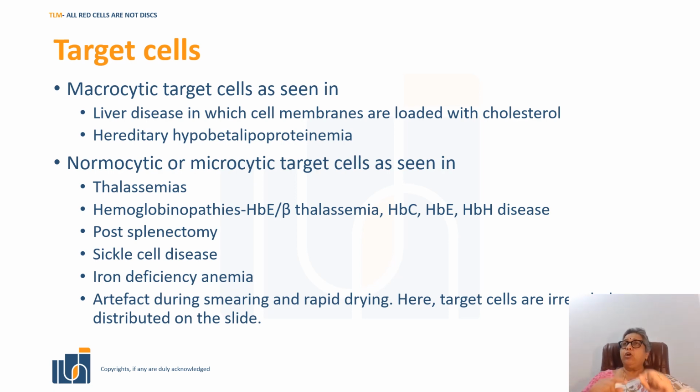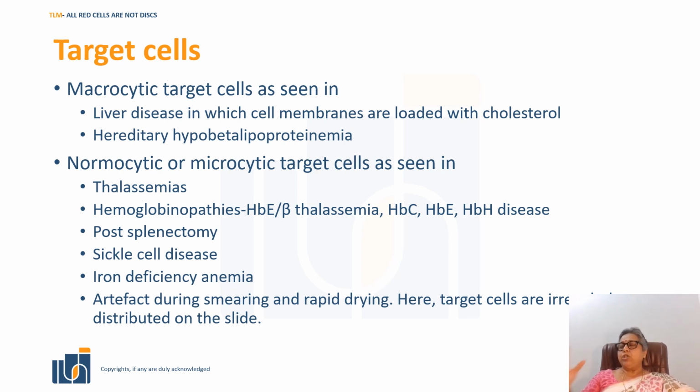A normocytic or a microcytic target cell is seen in thalassemia, hemoglobinopathies like hemoglobin E beta thalassemia, hemoglobin C, E, hemoglobin H disease, post-splenectomy, sickle cell disease, iron deficiency anemia, and artifact during smearing and rapid drying. Here target cells are again irregularly distributed on the smear. Unless you see here and there some target cells which are not well defined, those are the artifacts. But when you see nicely formed target cells, you first go and look at the size.